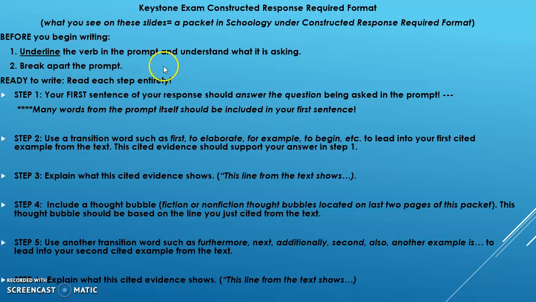Let's recap so far. We've broken apart our prompts. We've underlined our verb. My first sentence, I've literally answered the question using many words from the prompt itself. I've used a transition word into my first cited example from the text. I've told my reader that this line from the text shows. And then the new part here is the thought bubble. That comes immediately after your cited evidence and you tell me what it shows, and it's based solely on the line that you just cited. And we will take a look in just a moment.